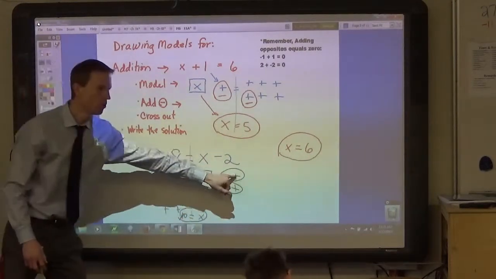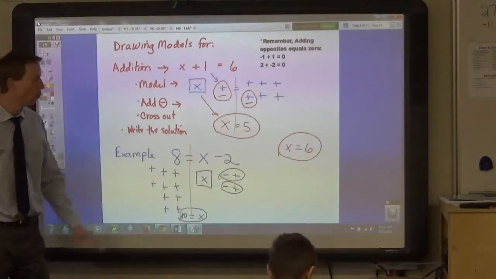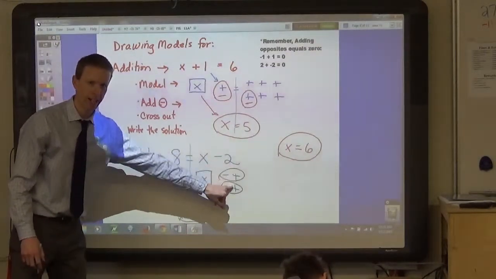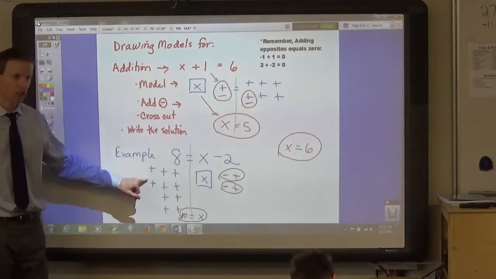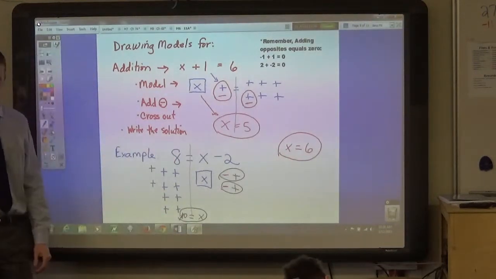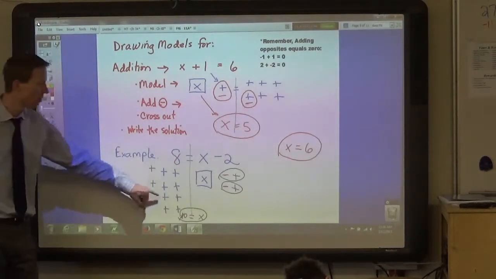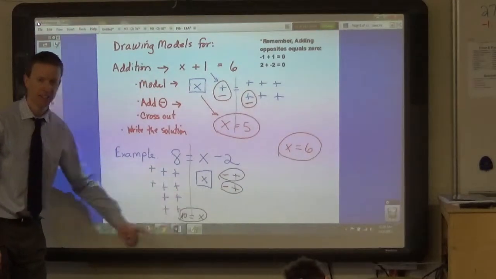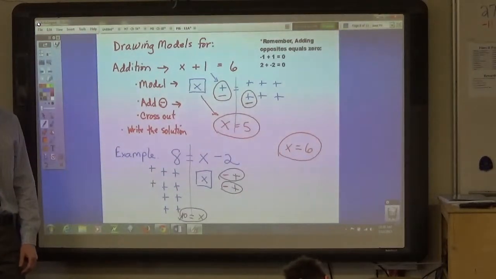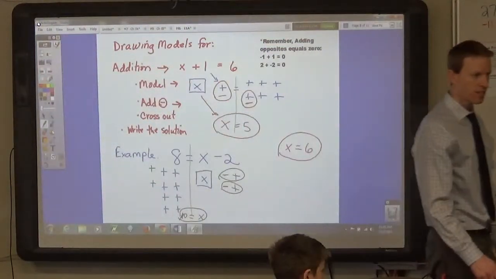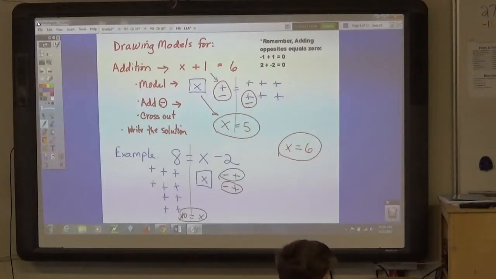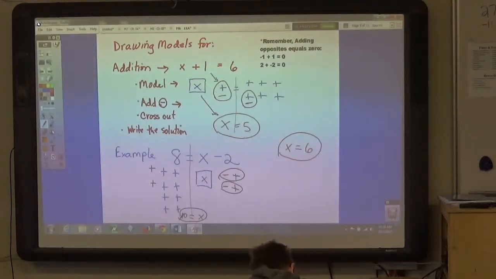See, we added 2 to each side. We removed the negative 2 by adding 2. And we added 8 plus 2 to get 10. We added 2 to the 8 we already had to get 10. Okay? Any questions? We're going to go through and practice these. Continue to use the plus signs and the minus signs to model these equations, okay?